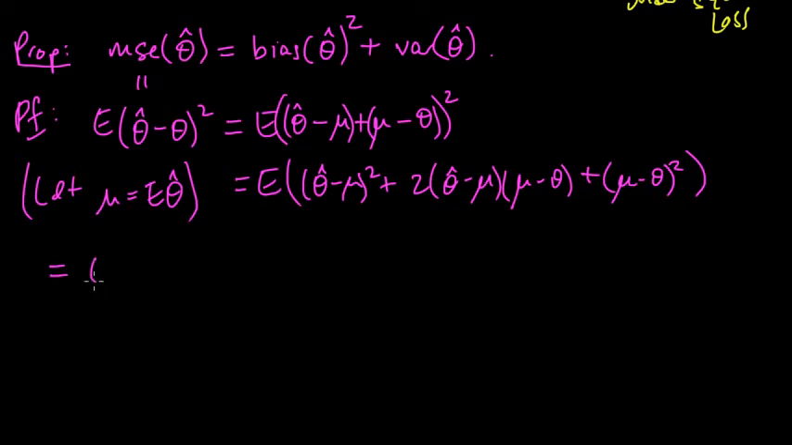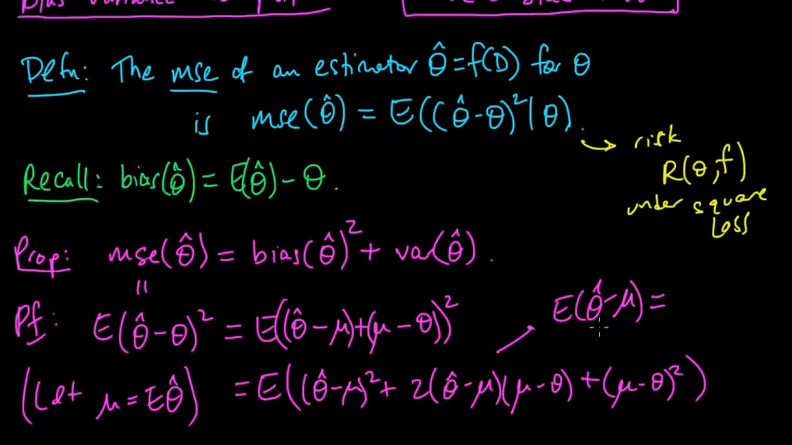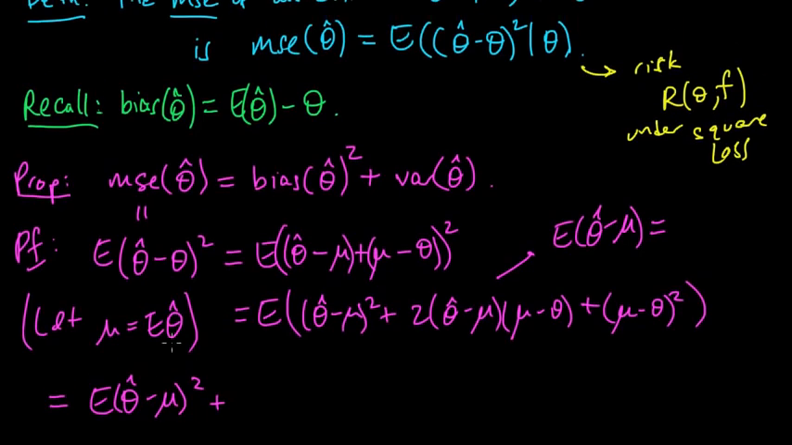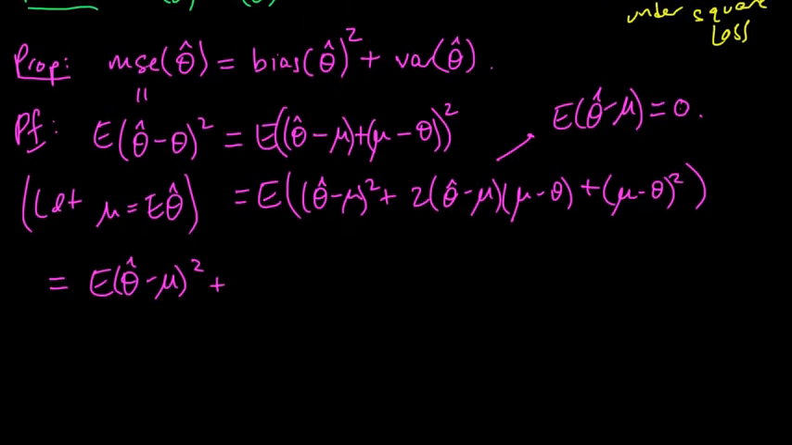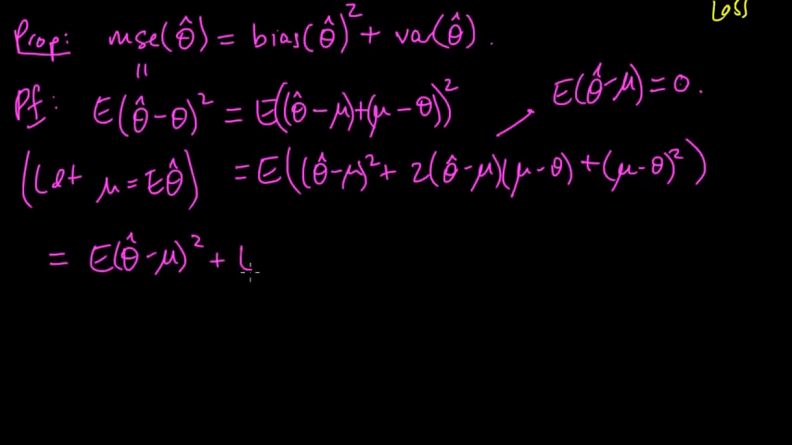And now the expectation moves through, so we get the expected value of theta hat minus mu squared plus, now here, theta is a constant. Remember, theta is not random. Mu is a constant. So when we move the expectation through, we get the expected value of theta hat minus mu times this other stuff, 2 times mu minus theta. And this is because the expected value of theta hat equals mu, so this is just 0. So the middle term just drops out completely.